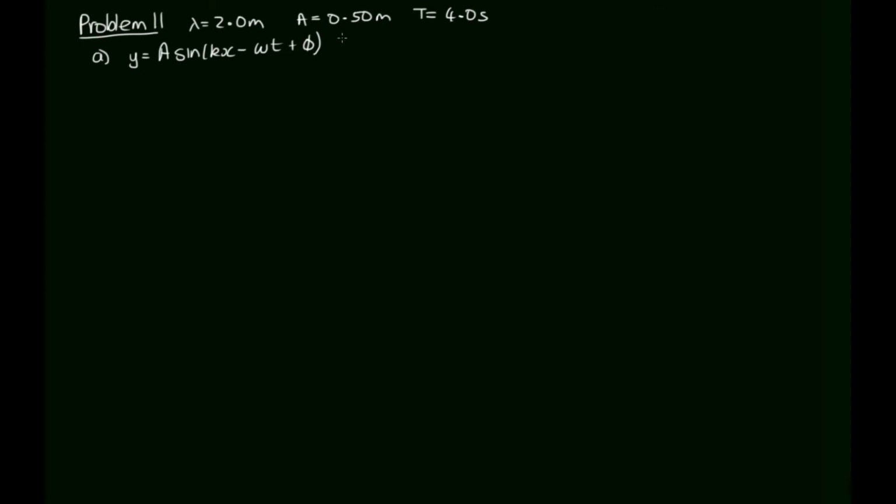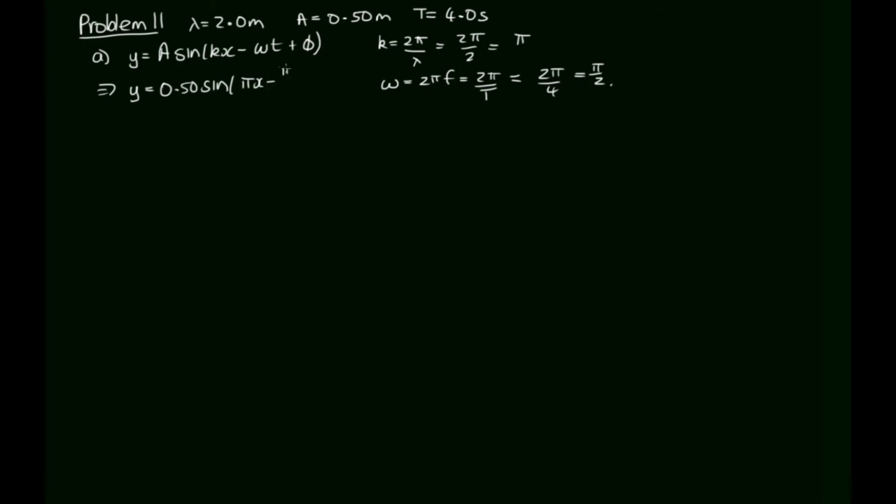Okay, so in this case, we know the amplitude. k is the wave number, 2 pi on lambda. So that's 2 pi on 2 in this case, so that is equal to pi. Omega is the angular frequency, 2 pi f, which is 2 pi on the period, because the period is the inverse of the frequency, and so that's 2 pi on 4, or pi on 2. So in our case, y is equal to 0.50 sine(pi x minus pi on 2 t plus phi) meters.